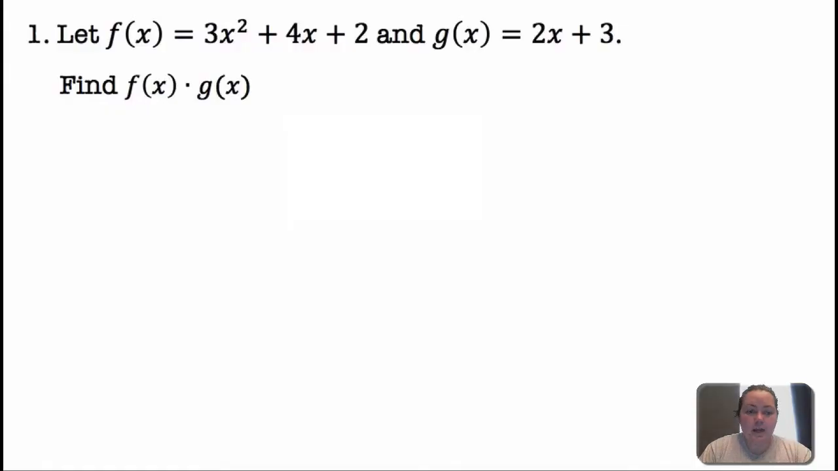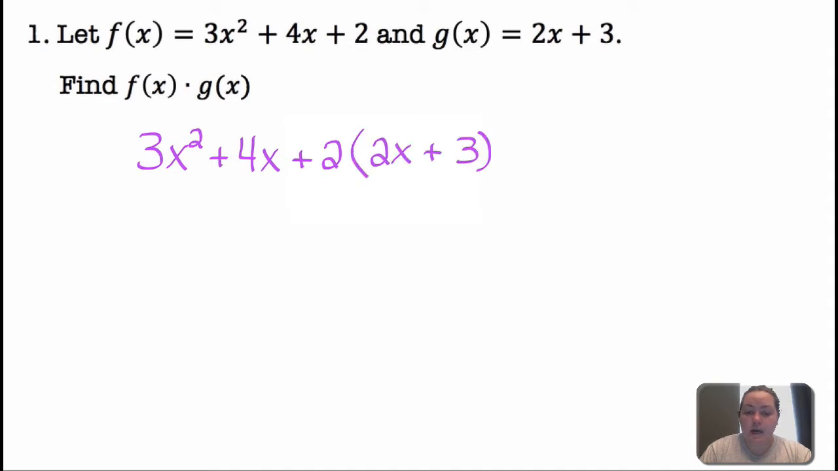Alright, so let f of x equal 3x squared plus 4x plus 2, and g of x equal 2x plus 3. Find f of x times g of x. So if I multiply these, I'm going to have 3x squared plus 4x plus 2 times, so I'm going to wrap that all in parentheses, 2x plus 3.